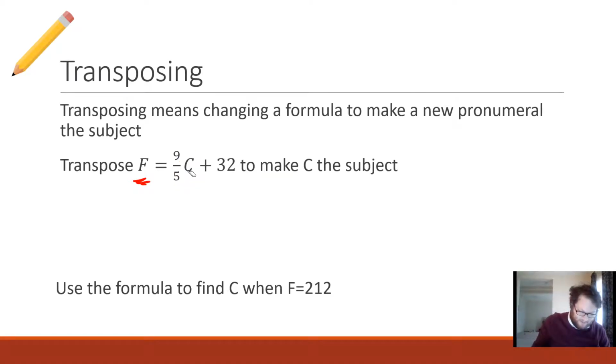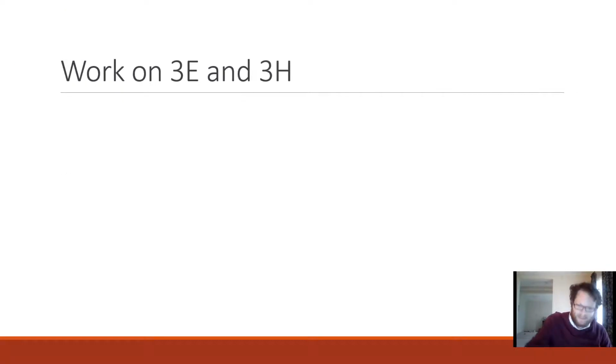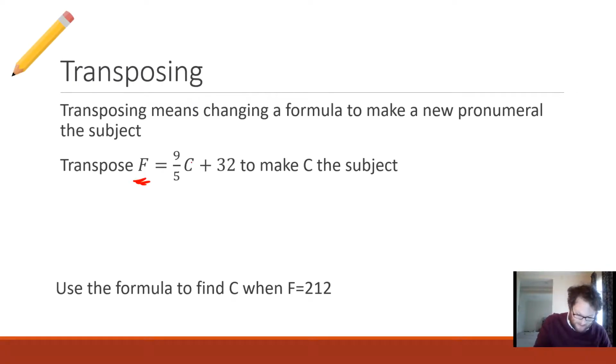So we need to get rid of the plus 32 by subtracting 32. We need to get rid of the multiply by 9 over 5 by dividing by 9 over 5 and getting C by itself. And then usually they'll give you a question. Now that we have an equation that will allow us to calculate C, what will C be if F is 212?